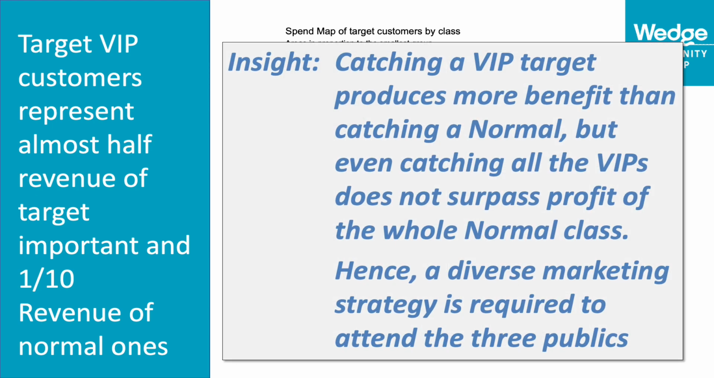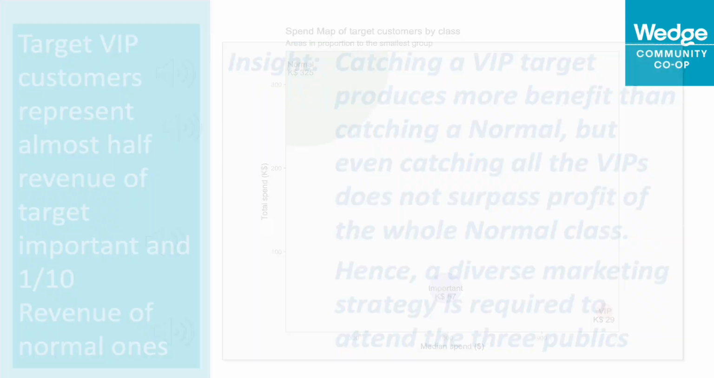From the graph, we can find another insight. Catching a VIP target produces more benefit than catching a normal one. However, even catching all the VIPs does not surpass the profit of the whole normal class. Consequently, we require a diverse marketing strategy to attend the three publics.